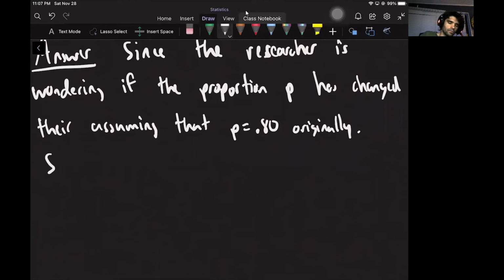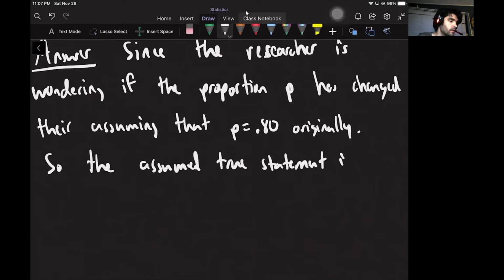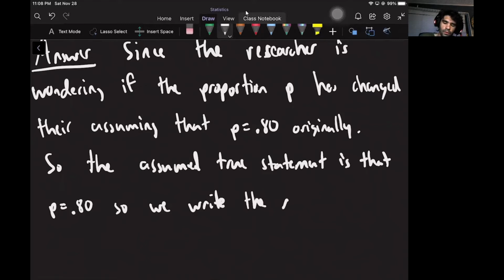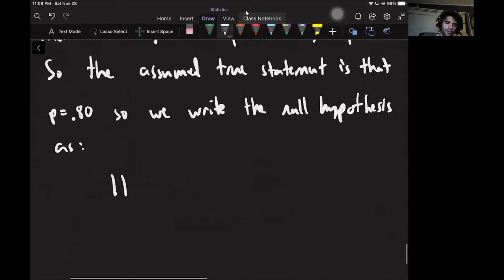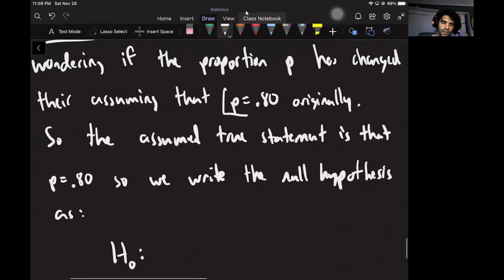So in this situation, the assumed true statement is that P, the proportion, is 0.80. So that's our null hypothesis. But we write it in a much quicker way, just because math people like to hide all the information. So all we write is this, H0 colon, and then what the null hypothesis is, which is that P equals 0.80.